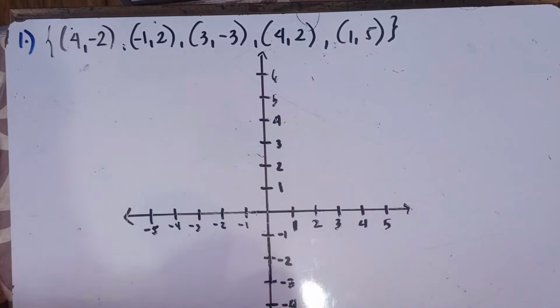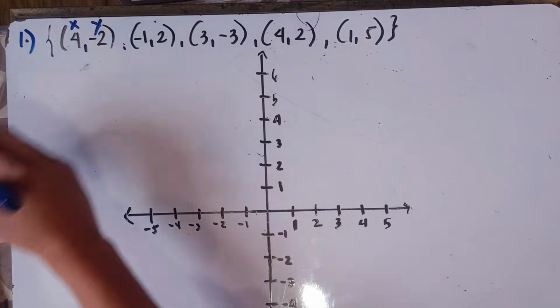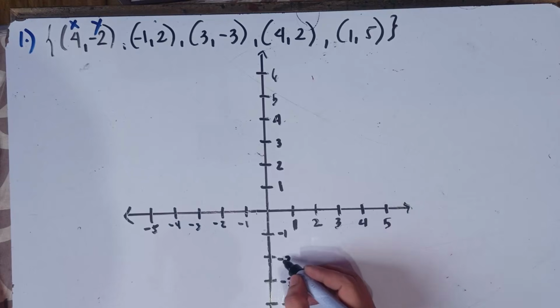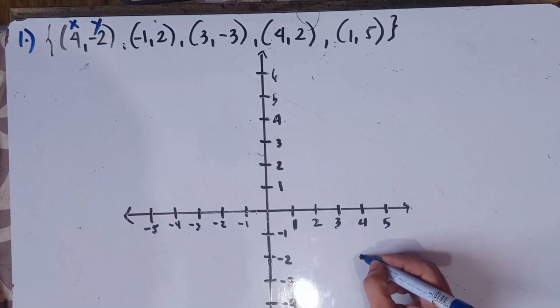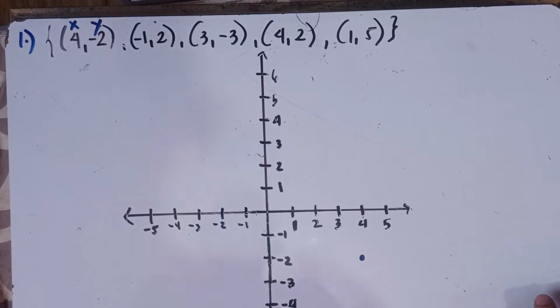The given ordered pair, we have 4 and then negative 2. So this is x, and this will be y. So x is positive 4, this one right here. y is negative 2, so this one right here. So this will be the point. Alright, positive 4 for x, y is negative 2, this one right here. Alright, do it step by step.